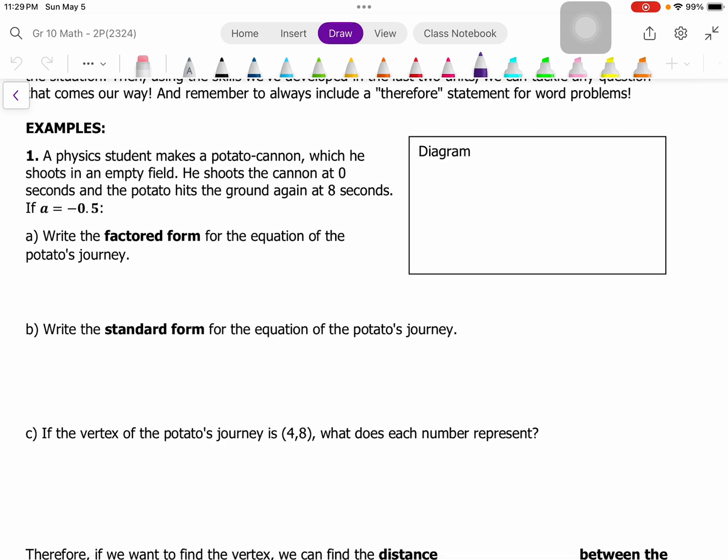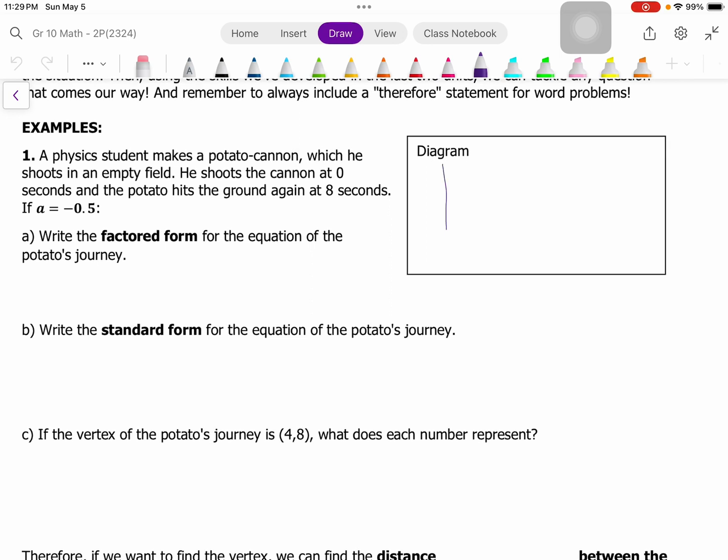In our first one, we have a physics student that takes a potato cannon and shoots it into an empty field. He shoots the cannon at 0 seconds, so on our graph, that would be over here at 0 seconds. And it hits the ground again at 8 seconds. Because it's a quadratic relation, we know that we have the parabola shape in between there. And it tells us that A is negative 0.5. A is the variable that is found in both factored and standard forms of the equation.